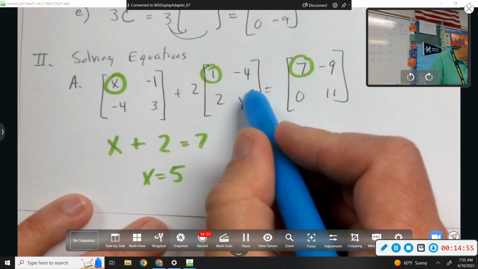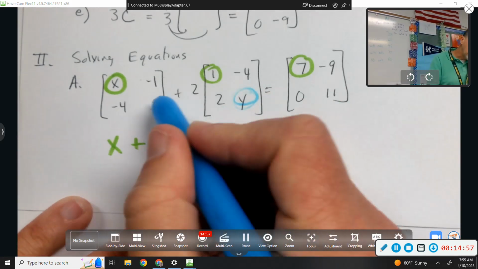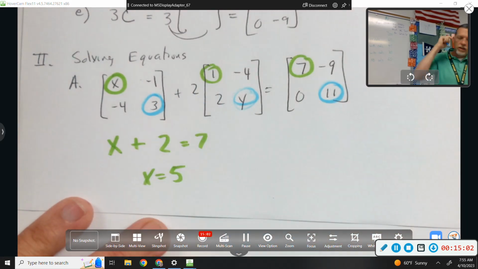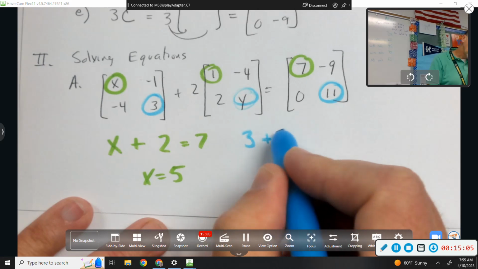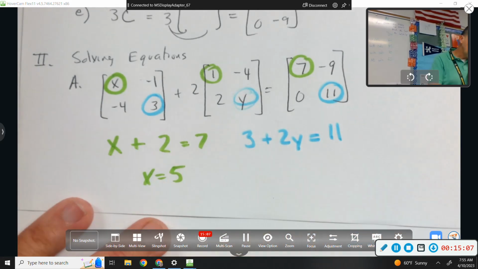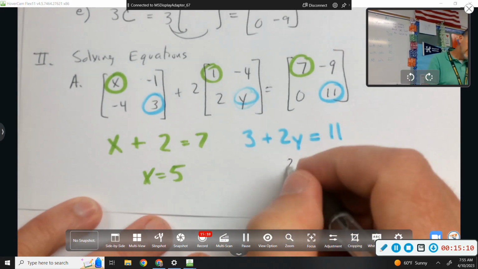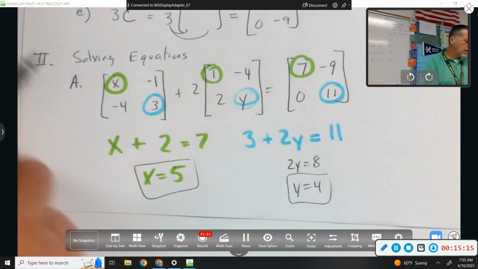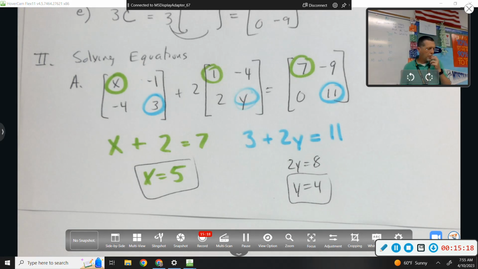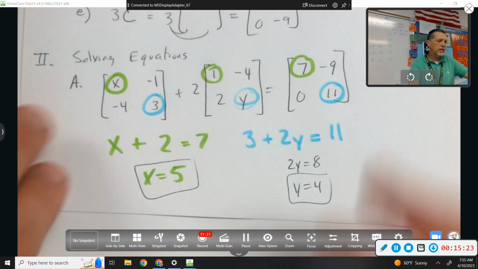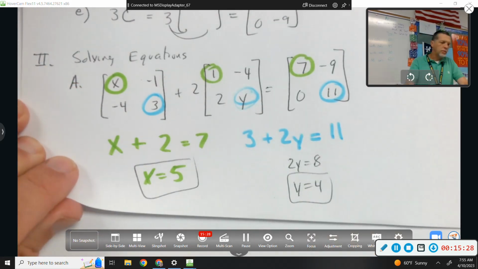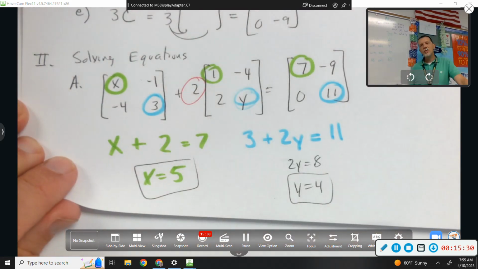All right, solving for y, we'll use the bottom right pieces. But again, the same thing, don't forget about that 2 out there. So 3 plus 2y equals 11. 2y equals 8. Y equals 4. All right, pretty simple when they're like that. Just be careful. Make sure you're paying attention for the numbers that are out front.